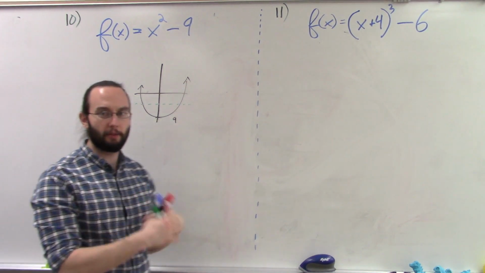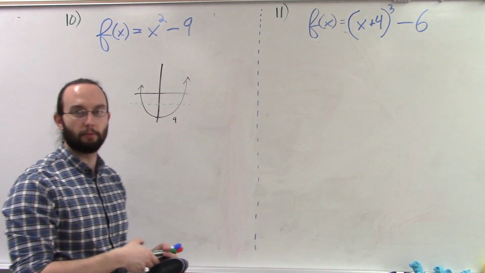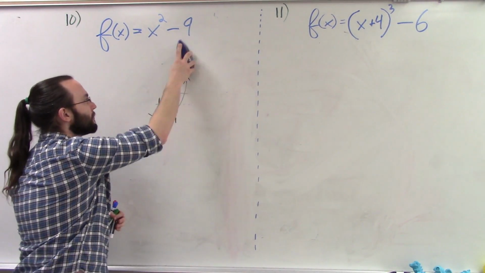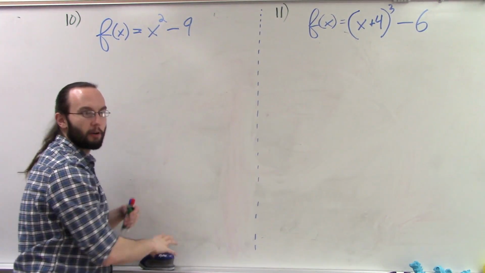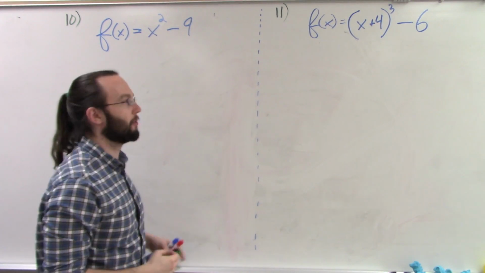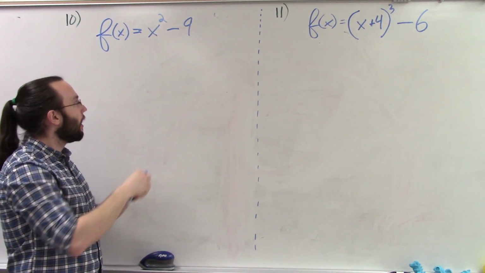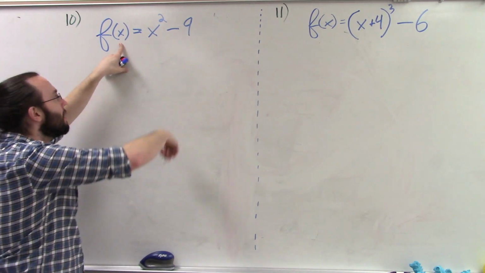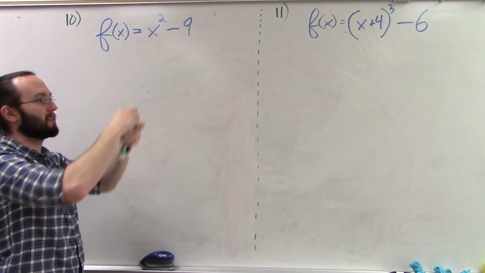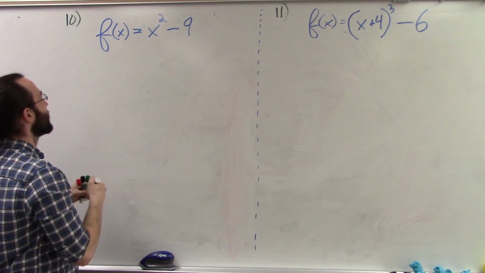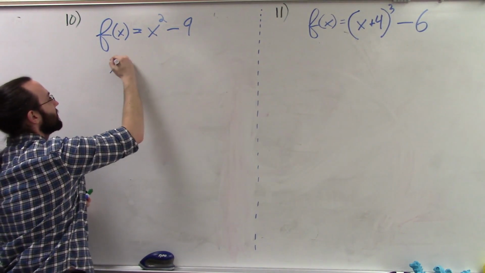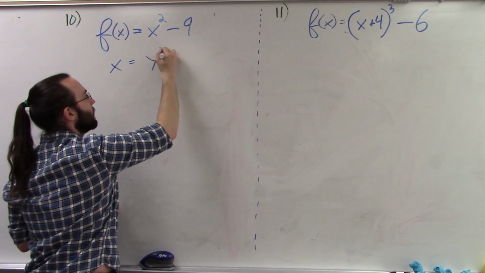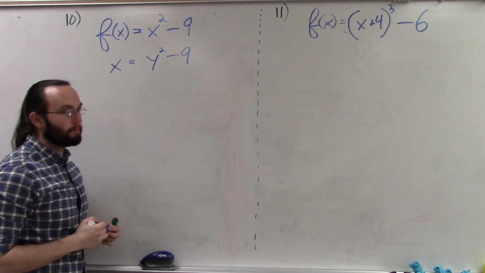We don't have to worry about this just yet. We'll talk about the domain and range issues later. But just be aware that the algebra can check out and still you can be left with an equation that's not a function. So in order to do this, again, we're replacing f of x with y and then switching our x's and our y's. So switching our x's and our y's will give me that x equals y squared minus 9.